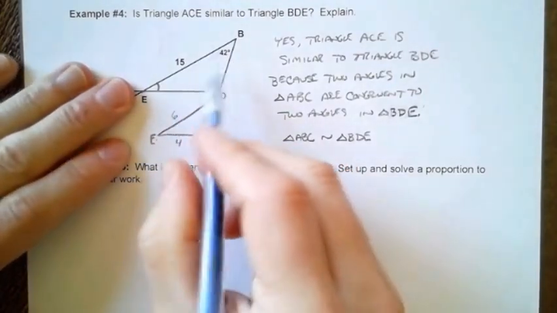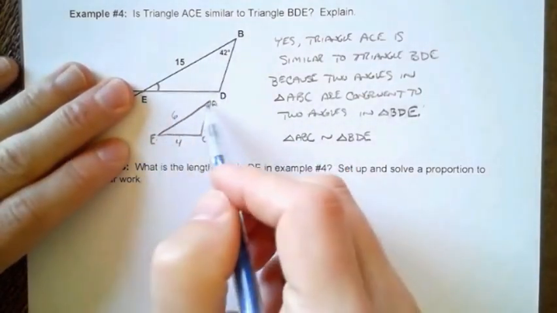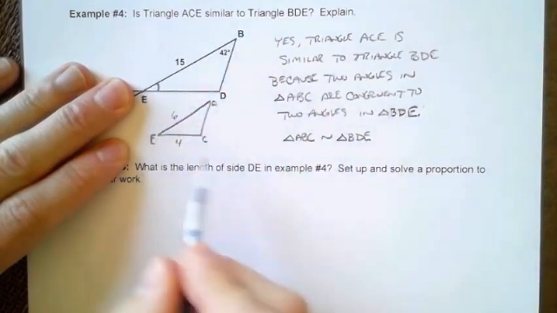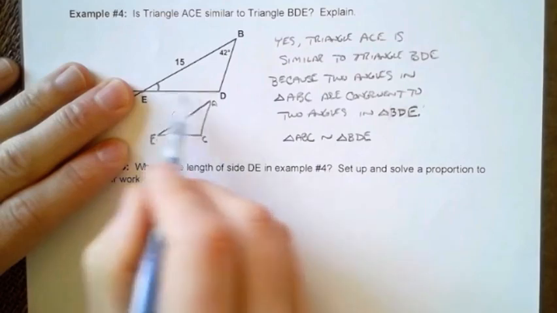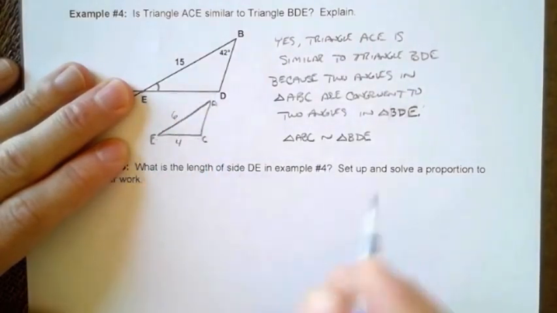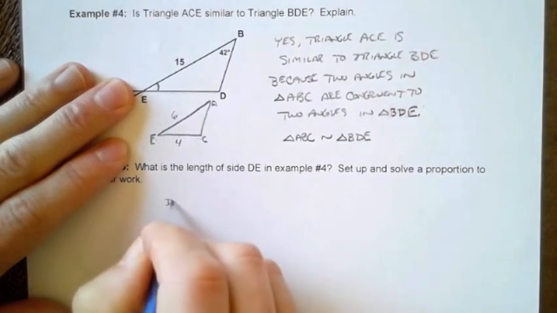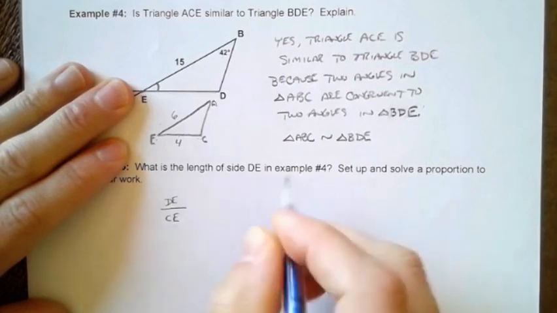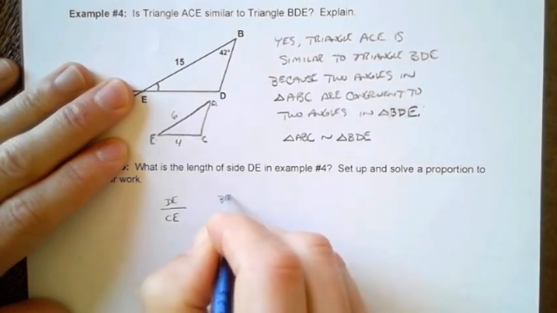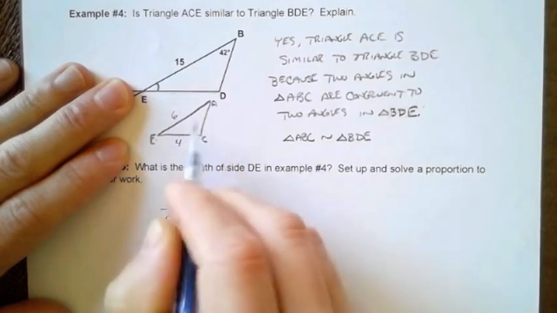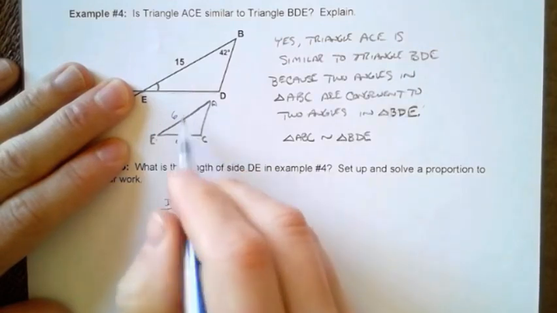AE in my picture corresponds to BE in this picture right here. CE or EC corresponds to DE or ED in this picture here. So what's the measurement of DE? Well, DE corresponds to CE and BE corresponds to AE. And since these two triangles are similar to each other, I know that these proportions must be equal.